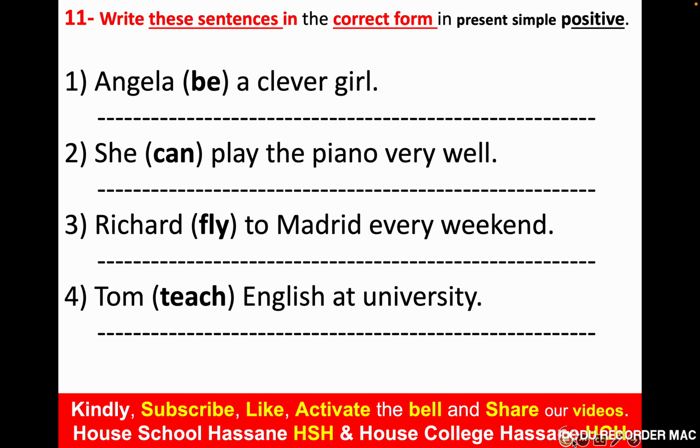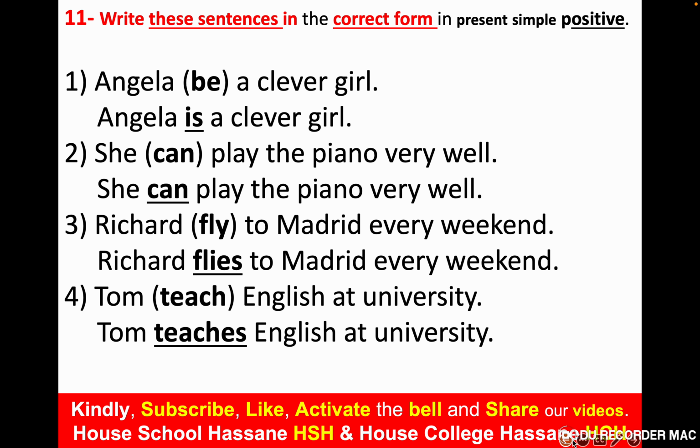In number 11, write these sentences in the correct form. Present simple positive. Angela be a clever girl. So the verb to be in positive in present simple is am, are, is. Let's see the answer. If you write Angela be a clever girl, it's not correct. Angela are a clever girl, it's not correct. So is. Angela is a clever girl.